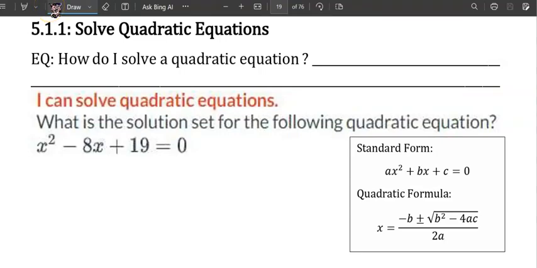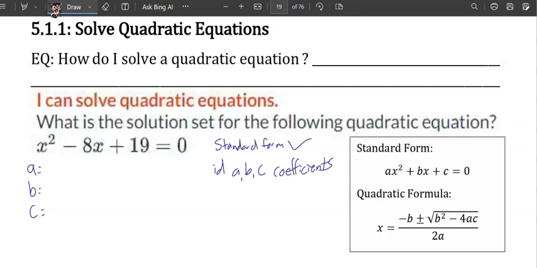So the first thing we want to do is make sure it's in standard form. It's already in standard form because we have the x squared, x, and the constant all on one side of the equation and 0 on the other. Next, identify a, b, and c coefficients. There's 1x squared, negative 8x, and then 19 constants.